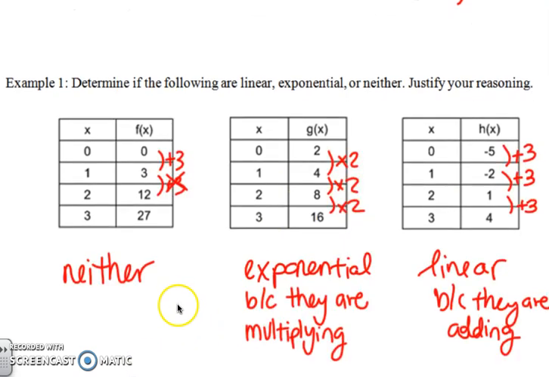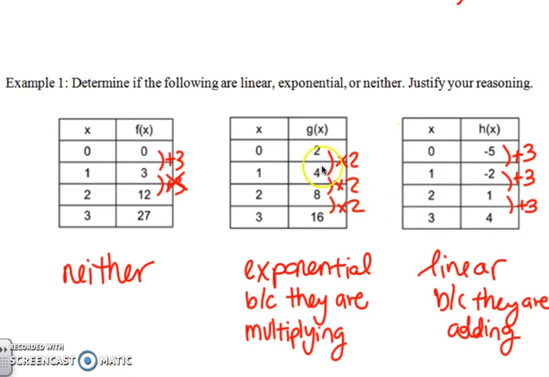So when you looked at these three tables, we can look at this one. So notice maybe they added 3 right here, but then again we can see that 3 plus 3 is not 12. So they weren't adding. To check multiplying, 3 times 4 is 12, but 12 times 4 isn't 27. So that is why this table was neither, because they were not adding or subtracting or multiplying or dividing.